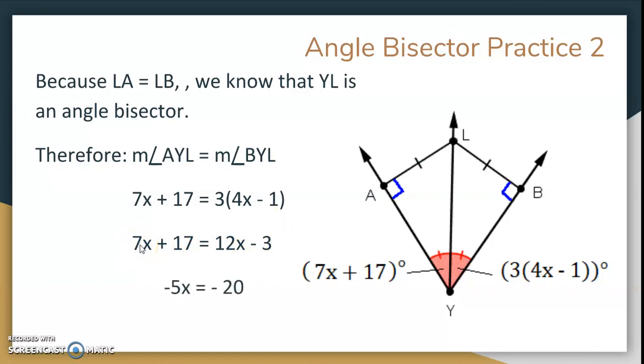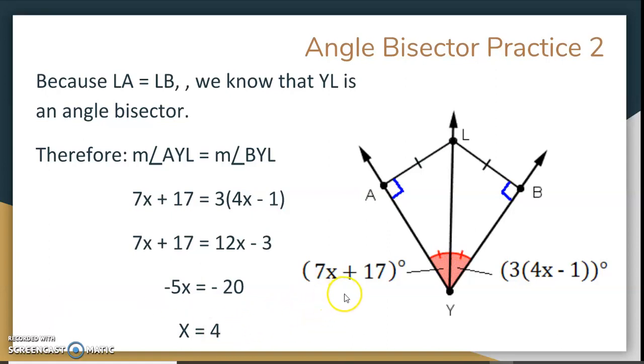I'm going to add the 3 to both sides and subtract the 7x at the same time. Actually, I did that backwards. I did subtract 12x, and then I subtracted 17. I ended up with negative 5x equals negative 20, and dividing gives us that x must be 4. Further, if I want to know the value of the angles, I can take that 4 and plug it in. Plugging in a 4 either into this x or this x, since they're equal, I find out that the size of the angle must be 45 degrees.